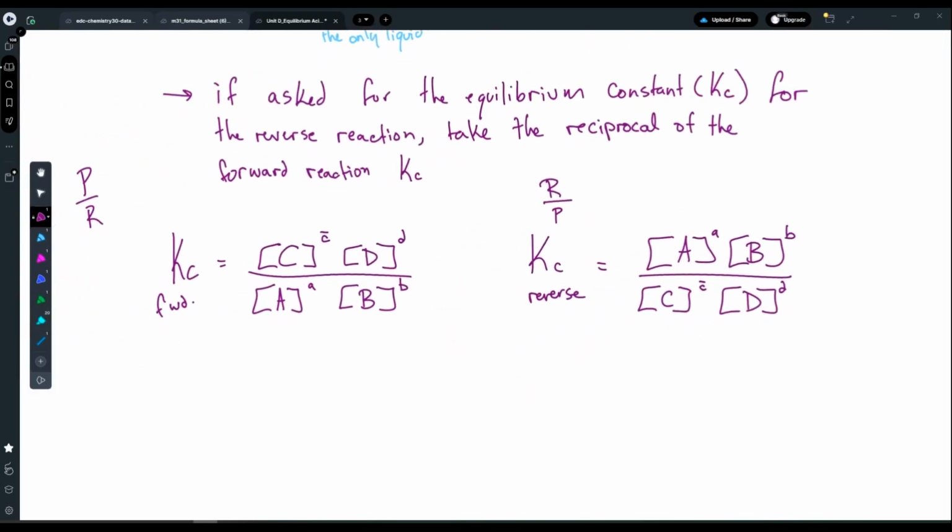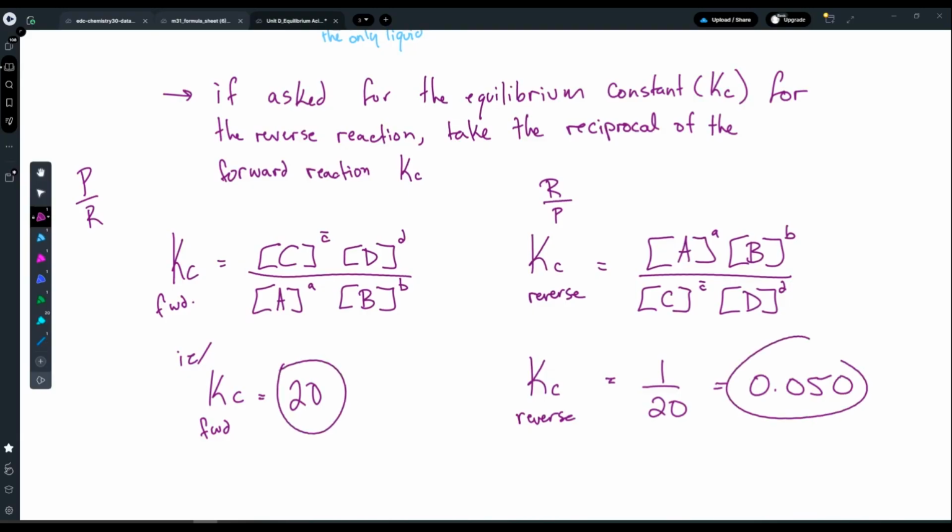If you wanted to see what this looks like with numbers, let's say the equilibrium constant for the forward reaction is equal to 20. If you were asked to find the equilibrium constant for the reverse of that exact same reaction, you would just take this number and flip it. So we would go 1 over 20. 1 divided by 20 gives us 0.05, and we're not going to include any units. And we'll put this in the same sig digs here.